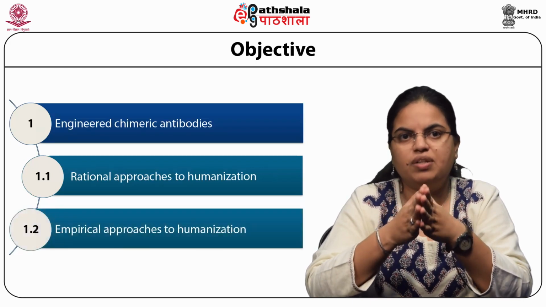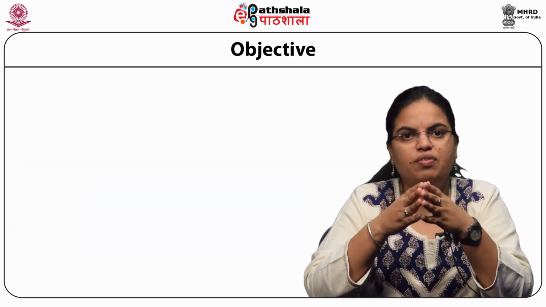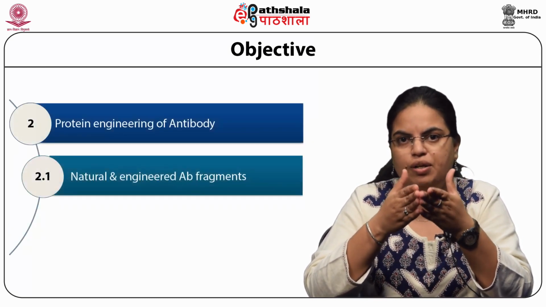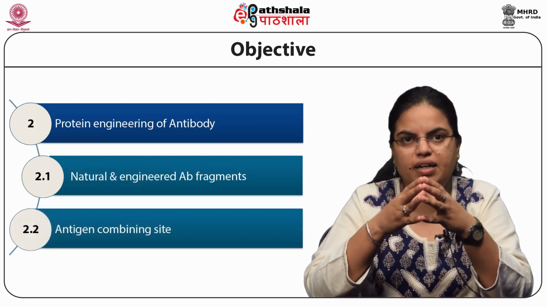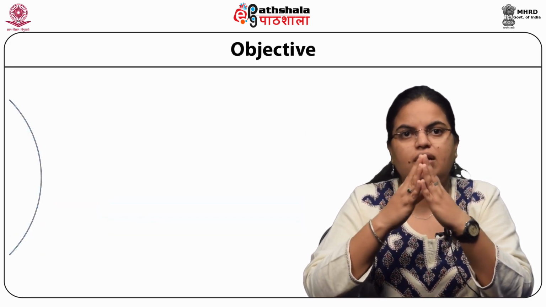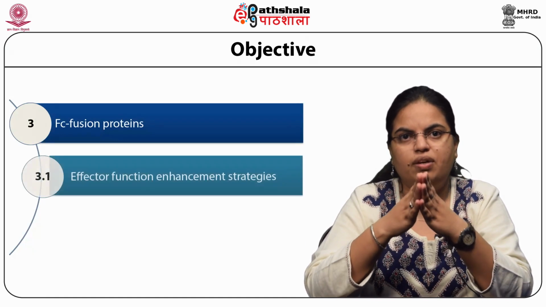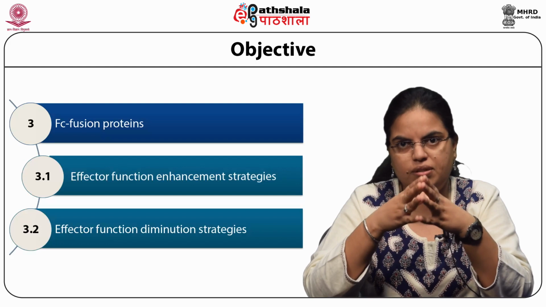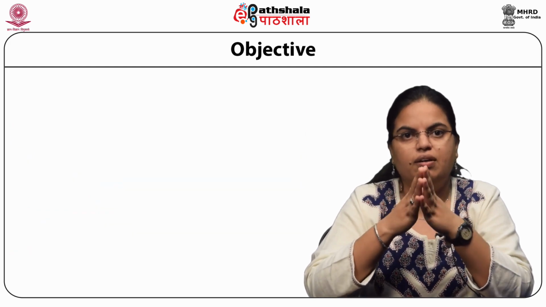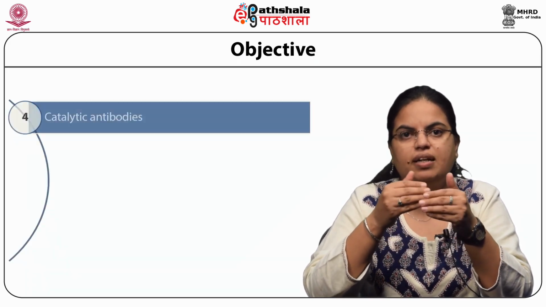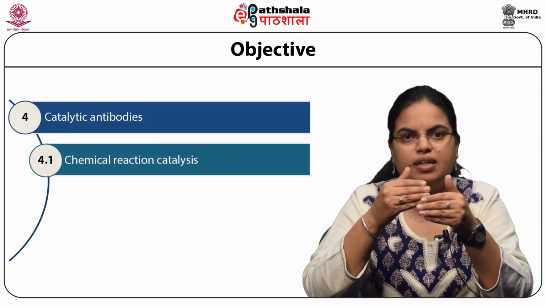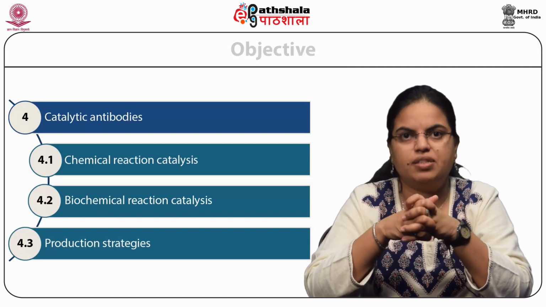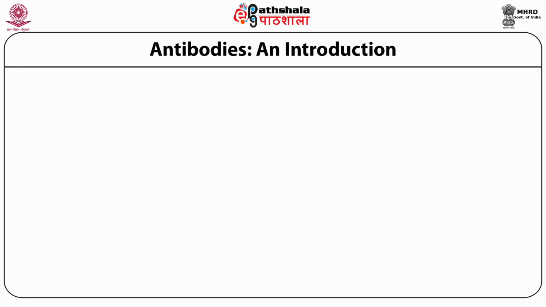empirical approaches to humanization. The second objective is protein engineering of antibody involving natural and engineered antibody fragments, and the antigen combining site. The third objective involves Fc fusion proteins, the effector function enhancement strategies and the effector function diminution strategies. The fourth objective of this module is to discuss catalytic antibodies, their chemical reaction catalysis, biochemical reaction catalysis and their production strategies.